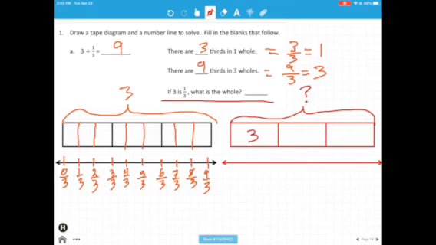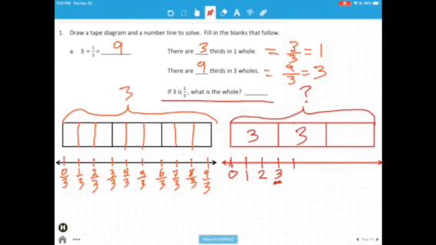Well, a lot of you can already see that the answer is 9. But to see that, we're going to, again, show that there's 0 right there. This is 1, this is 2, and 3. Why 3 right here? Well, because it says 3 is 1/3. So here's a whole, and this is 1/3 of it is 3. So that's 3.